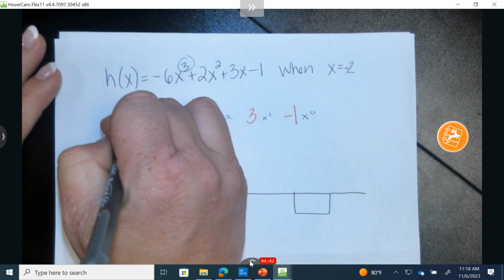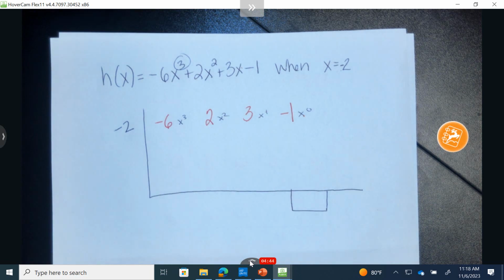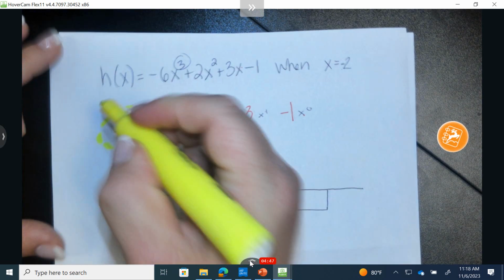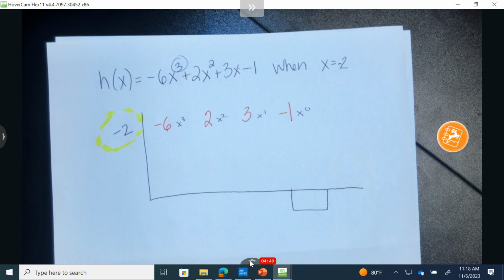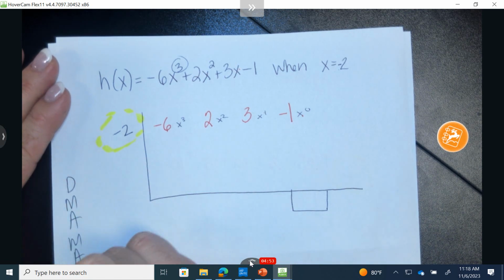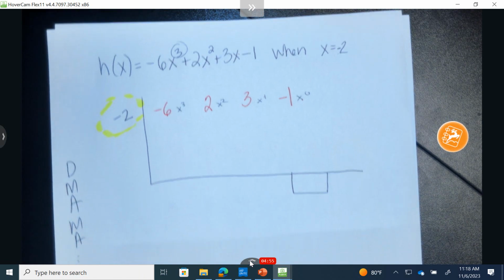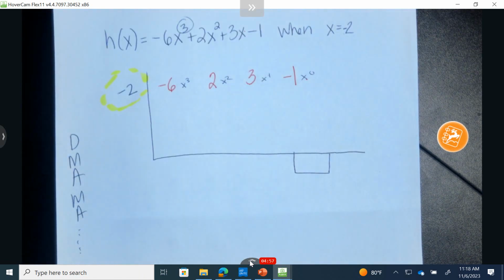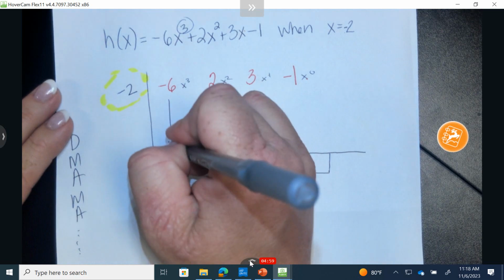For this problem, we're going to evaluate when x is negative 2. I think of this as my magical number. Whenever I multiply, it goes back to that number. So again, D, Mama, and we're just going to continue to MA, MA, MA until we get an answer. D stands for dropping down, so drop down that first number.